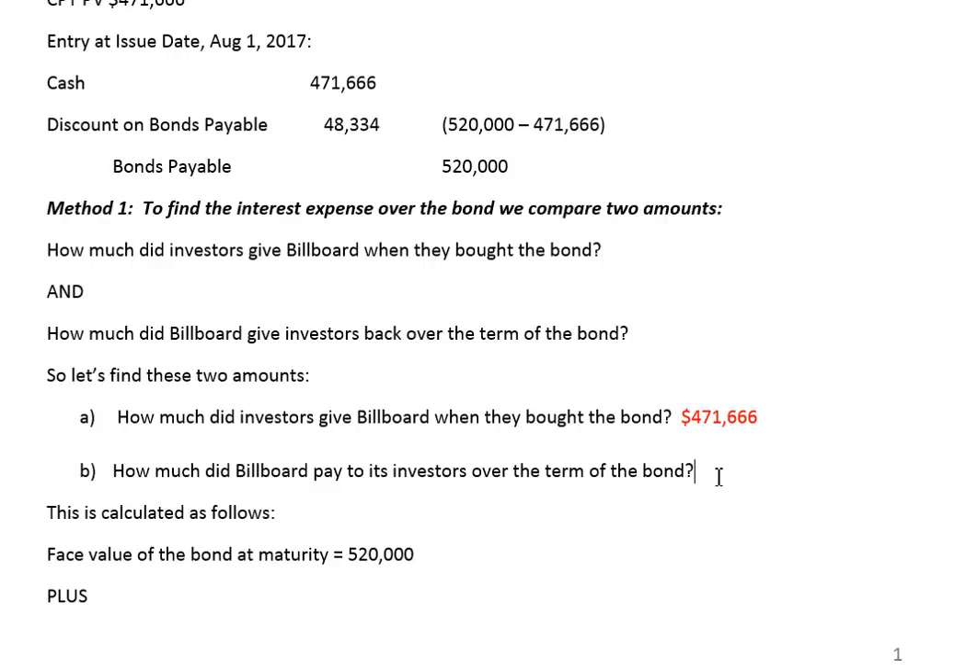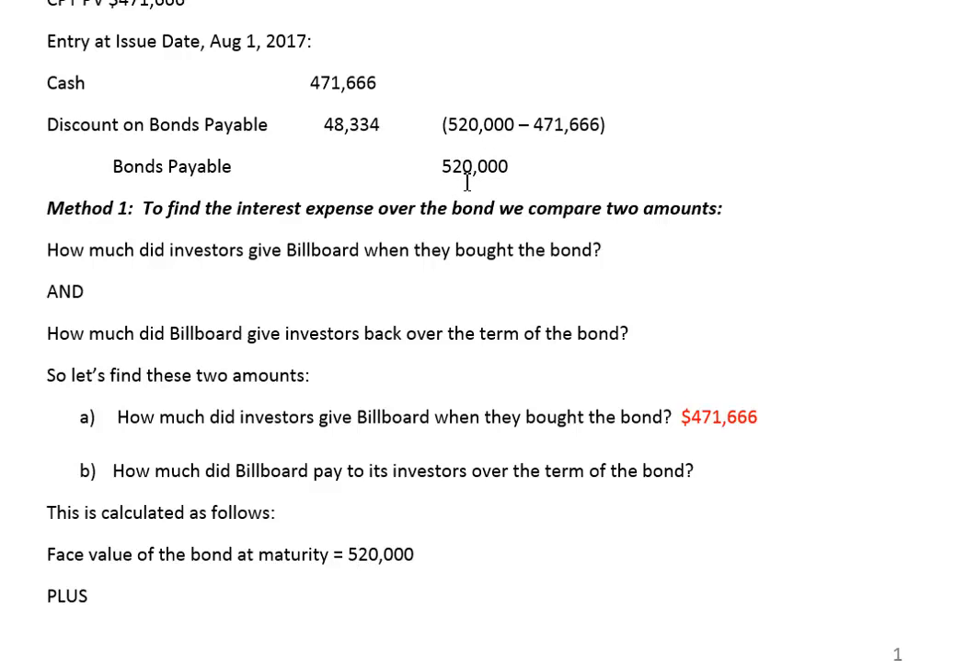So that difference is going to be the financing charge, or what we call interest expense. To calculate the amount of money that Billboard got from its investors, we already know that. That's up here, cash, $471,666. But how much did Billboard pay to its investors over the term of the bond? Well, they paid them back the face value of $520,000. That's why we got the liability set up here.